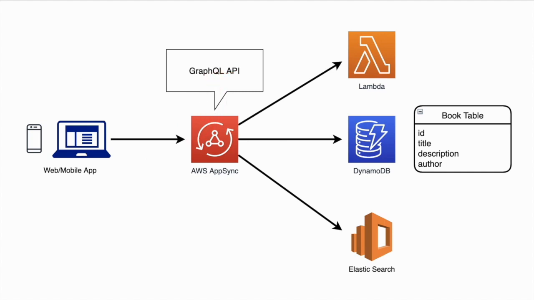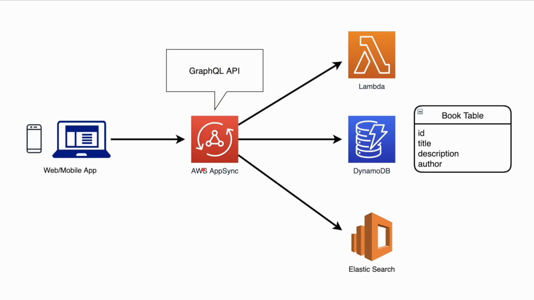Now this is because these GraphQL APIs have a lot of benefits over RESTful APIs. For example, both the web and mobile applications can use the same API. And also they have full control over the data that they want to retrieve from the backend.